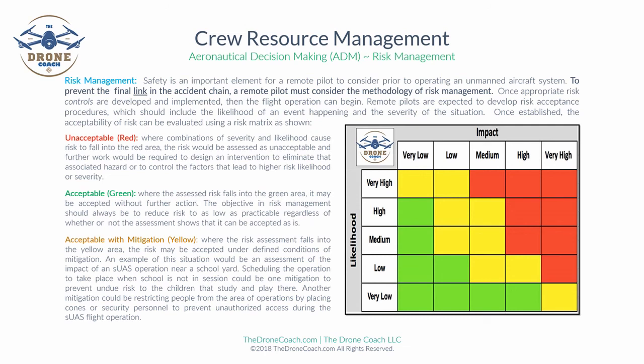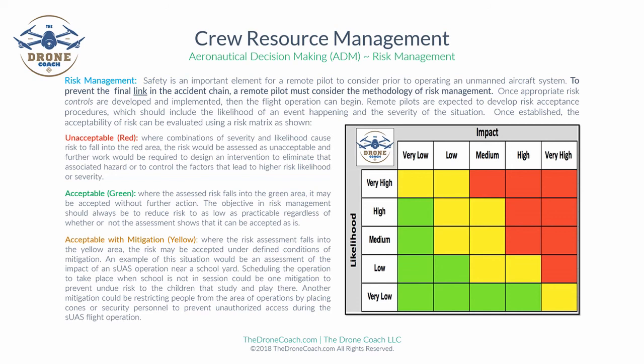Acceptable, shown in green, where the assessed risk falls into the green area, it may be accepted without further action. The objective in risk management should always be to reduce risk as low as practicable, regardless of whether or not the assessment shows that it can be accepted as is.